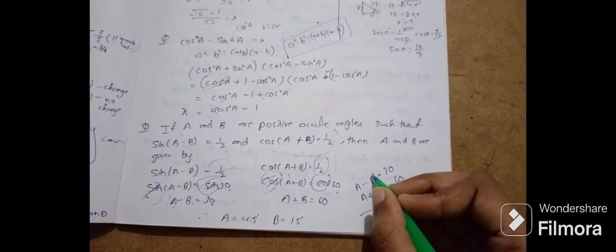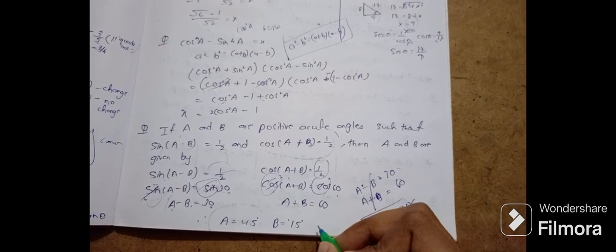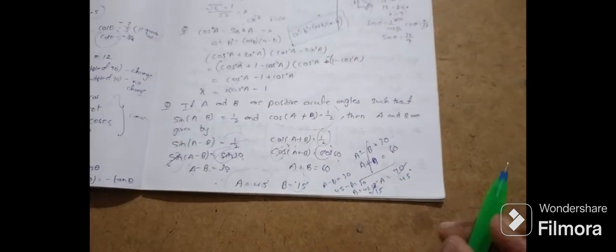By solving both equations here, that is a minus b is equal to 30, a plus b is equal to 60. Minus b plus b gets cancelled, 2a is equal to 90 and a is equal to 45 degrees. Okay. For getting the b value, substitute any of the values, that is a minus b is equal to 30. A value is 45 now. 45 minus b is equal to 30. B is equal to 45 minus 30, which is 15. Therefore, the b value is 15 degrees. That's it, guys.